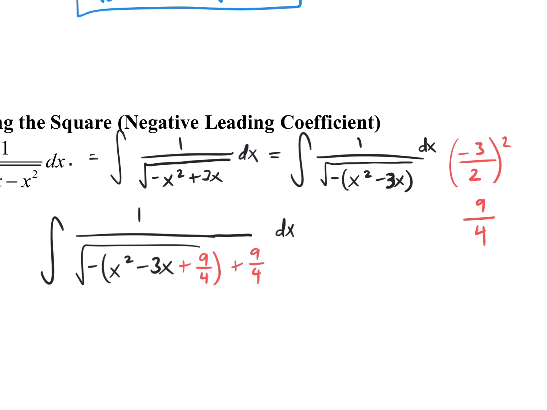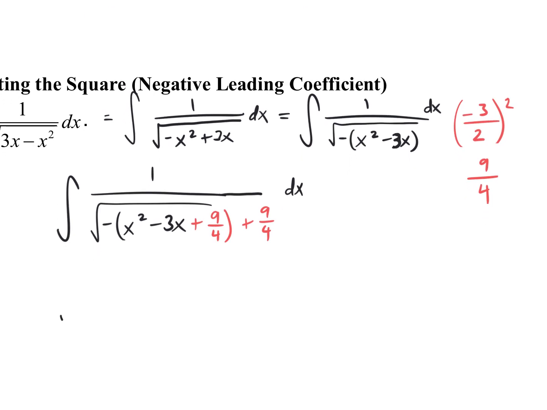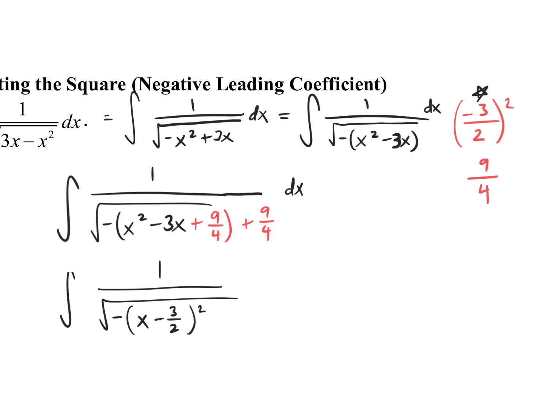Now on the bottom, I can actually factor that. Okay, so this becomes the integral of 1 divided by the square root of negative, and this will be x. And remember, this value right here that you square is actually going to be with your parentheses there, so it's going to be minus 3/2 squared is equivalent to this piece right here. And then I'll have that plus 9/4 on the outside.